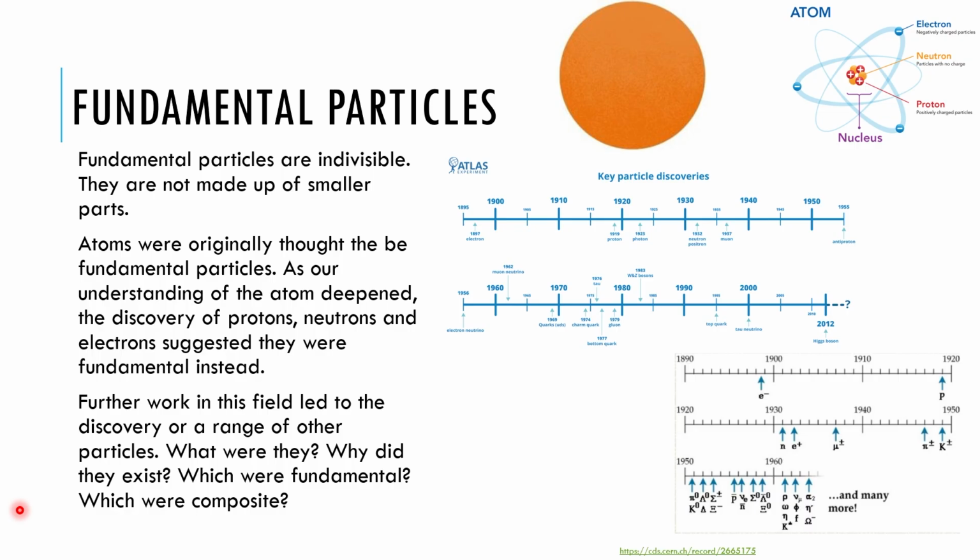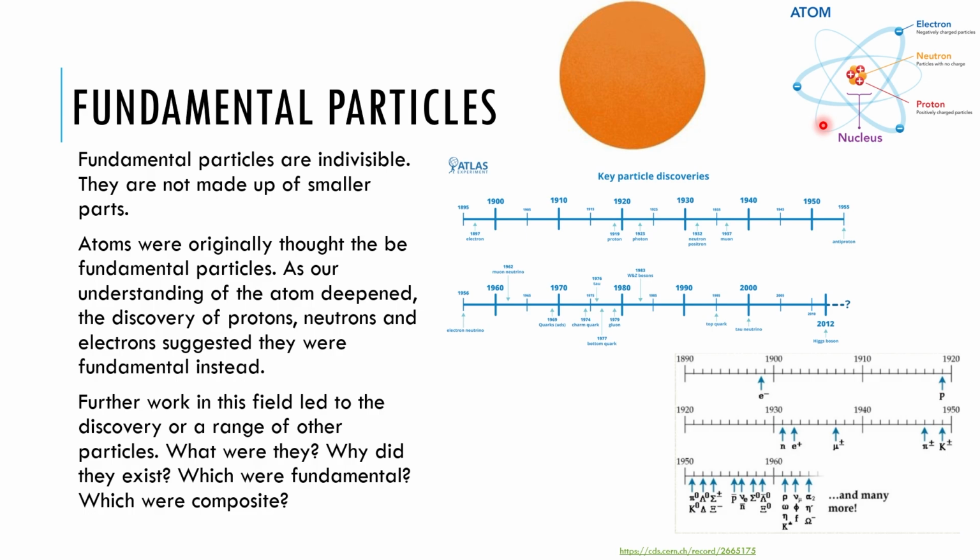So let's start first with understanding fundamental particles. Essentially, by definition, these are as basic as particles can get. They're indivisible. They're not made up of smaller parts. These particles are effectively assumed to be uniform. Originally, atoms were thought to be the fundamental particle. We've talked about this with things like the Dalton model before. However, as our understanding of the atom deepened, we discovered things like protons, neutrons, and electrons. And that meant that our understanding of the atom as a fundamental particle was now incorrect.